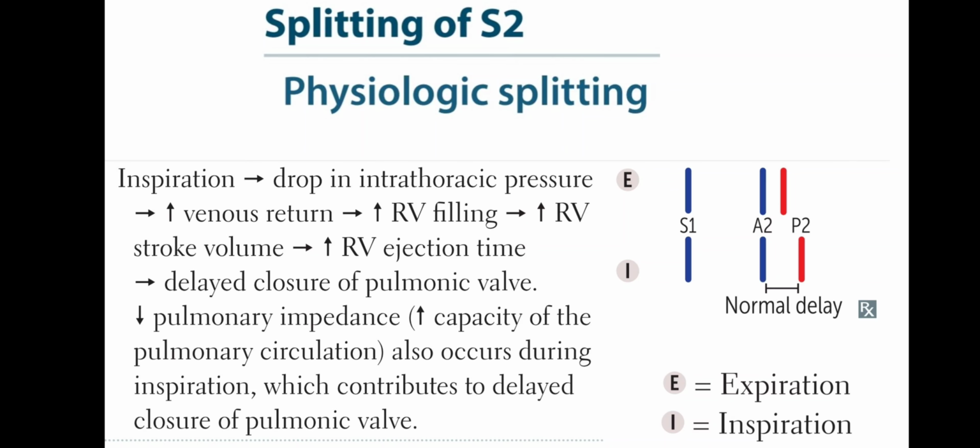Physiologic splitting. Inspiration leads to a drop in intrathoracic pressure, which increases venous return, leading to increased right ventricular filling, leading to increased right ventricular stroke volume and increased right ventricle ejection time. This results in delayed closure of the pulmonic valve. Additionally, decreased pulmonary impedance or increase in capacity of the pulmonary circulation also occurs during inspiration, which contributes to delayed closure of the pulmonic valve.